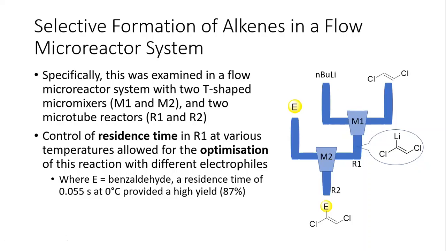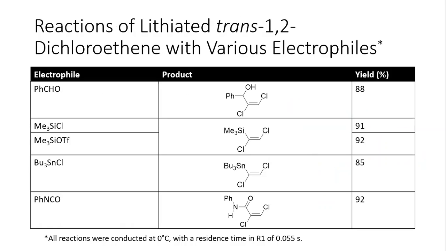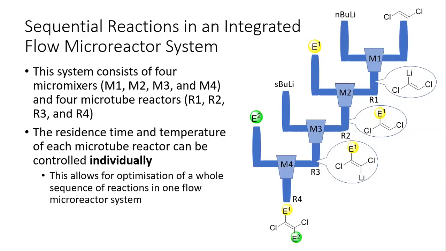This is very different from what can be achieved in a batch chemistry setting. As you can see in this table, these same conditions in the flow microreactor provide the alkene product in high yield from many different electrophiles. So this is clearly a robust and versatile system. But it doesn't have to end there. This system can be extended to perform subsequent reactions.